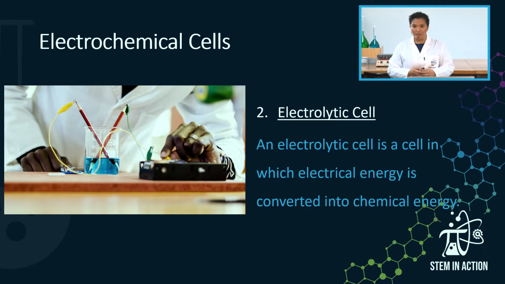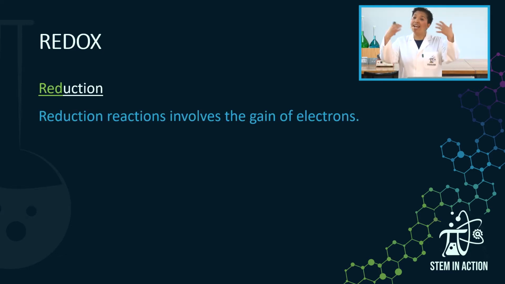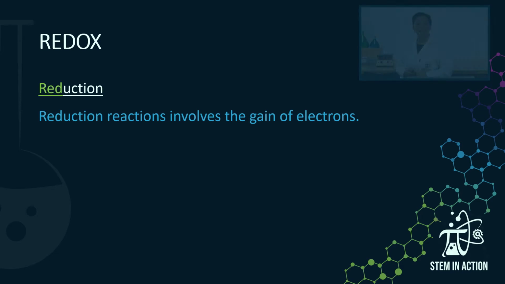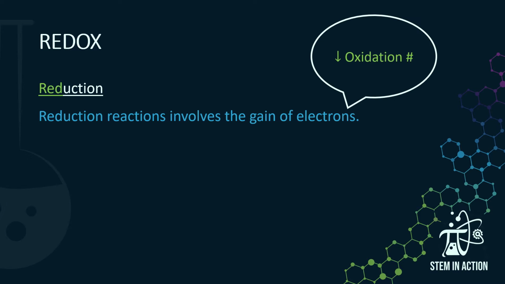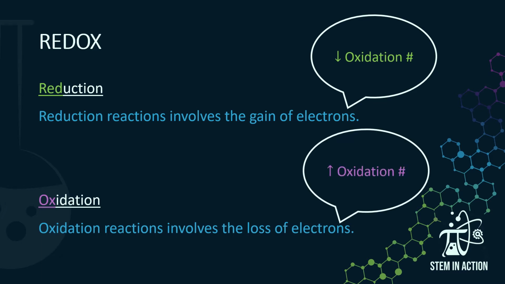The other type of electrochemical cell, which we will not consider in this segment, we will cover electrolytic cells in part 2, but let's just go over the definition quickly. An electrolytic cell is a cell in which electrical energy is now converted to chemical energy. You also need to know the definitions for redox, which we covered in how do you identify a redox reaction. So the actual definition for reduction is, reduction reactions involve the gain of electrons. Obviously, we need to know the definition for oxidation. It is a reaction which involves the loss of electrons. And as a reminder, there's an increase in oxidation number.